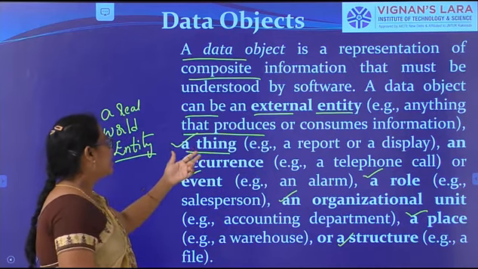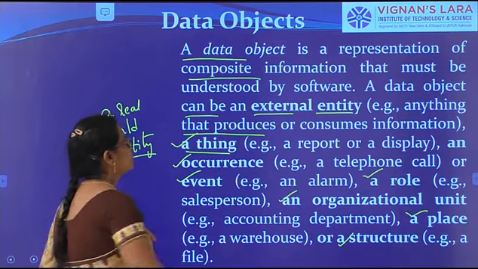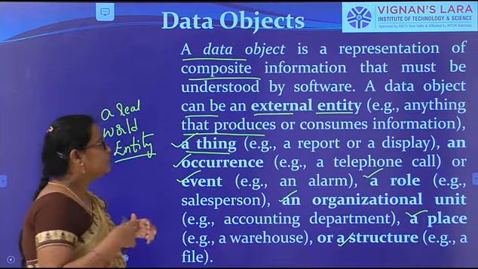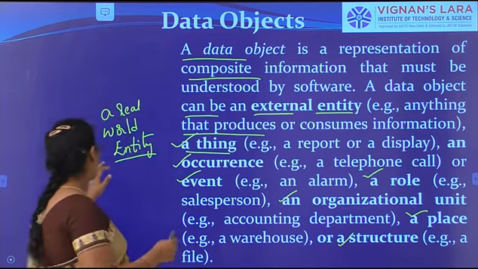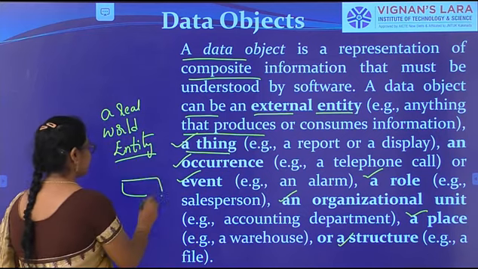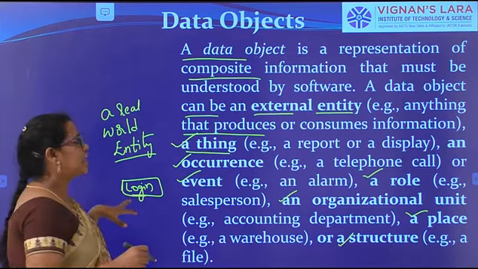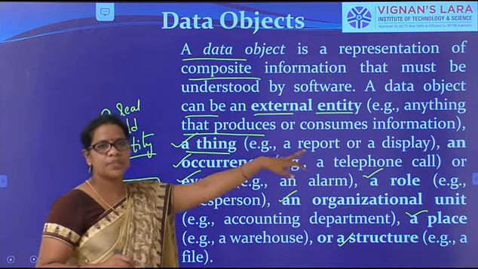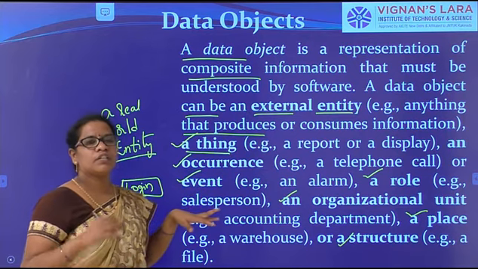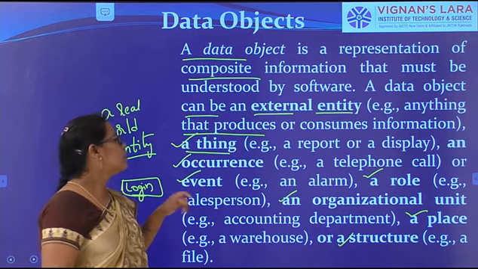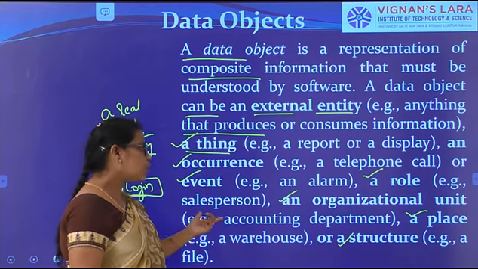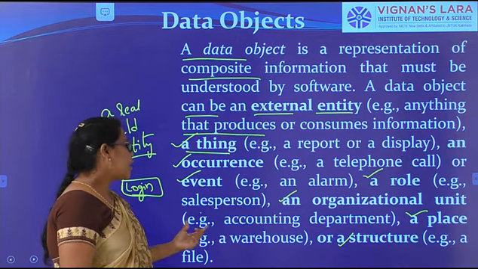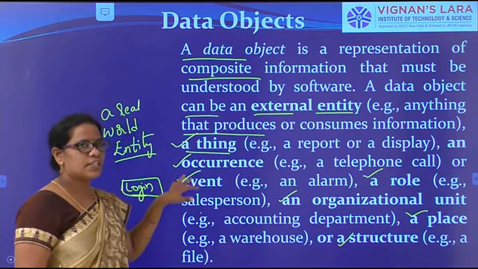Okay, a data object can be an external entity. An external entity is something where we give some action on what they are giving. For example, login. When you click on the login button, what is it doing? Some external entity, that is anything that produces or consumes information. In the login button, you are giving some information by using your credentials. Or it should be a thing, or an occurrence, or an event, or a role, or an organizational unit, or a place or a structure. So this is a data object.